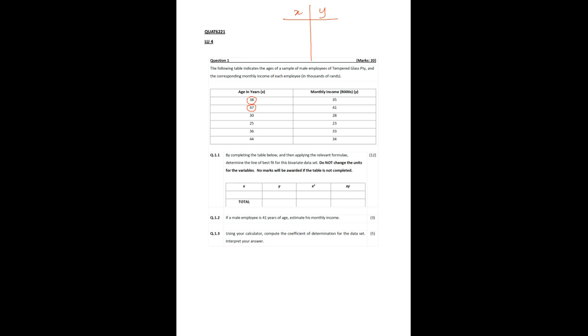So you'll press 38 and you'll press the equal to sign. This will capture the value 38. Then you'll press 47 and equal to, then 30 equal to, 25 equal to, and so on. Once you're done, use the right hand arrow, that round button at the top of your calculator, to navigate to the next column, and then you're going to put in all of these Y values. So 35 and press equal to, 41 equal to, 28 equal to, and so on.